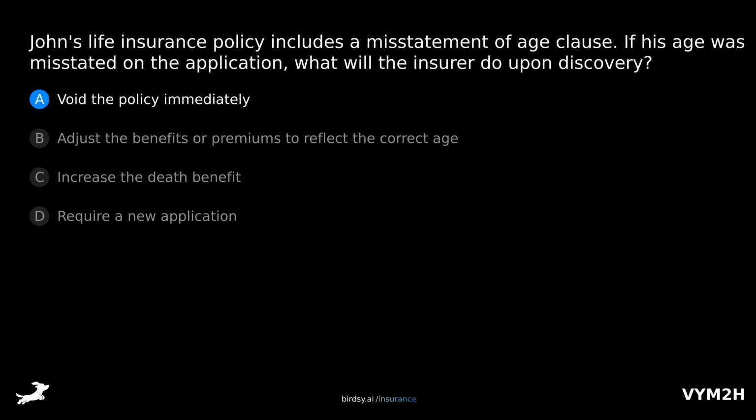Is it A, void the policy immediately? B, adjust the benefits or premiums to reflect the correct age? C, increase the death benefit? Or D, require a new application? The answer is B, adjust the benefits or premiums to reflect the correct age.